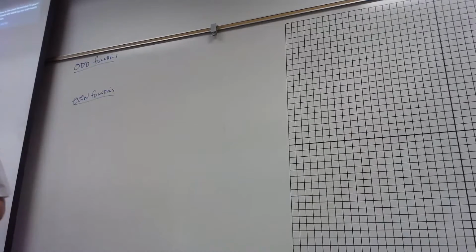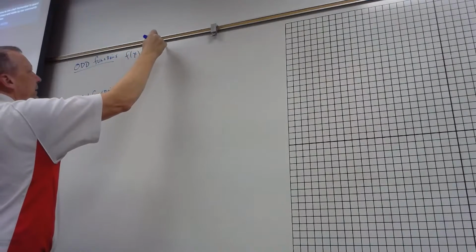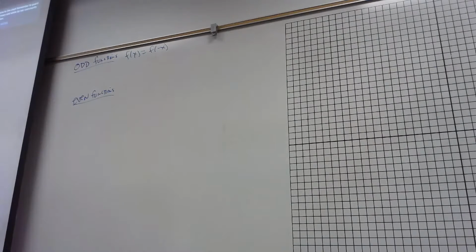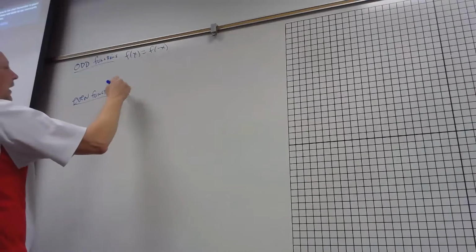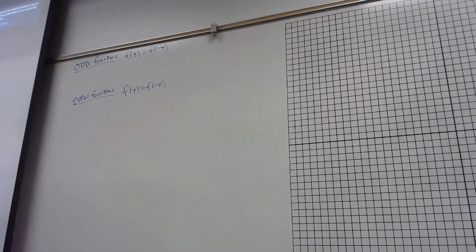Now, the definition of an even function is f of x equals f of minus x. Sorry, that's even. The definition of an odd function is actually very similar. I'm just going to put a minus in front of it. Minus f of x equals f of minus x. Okay?